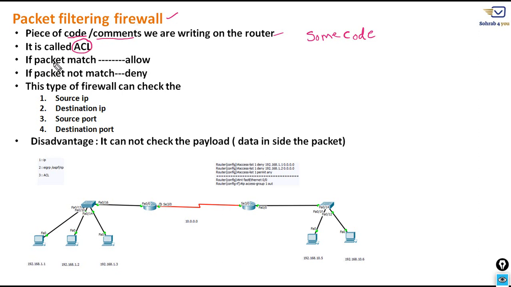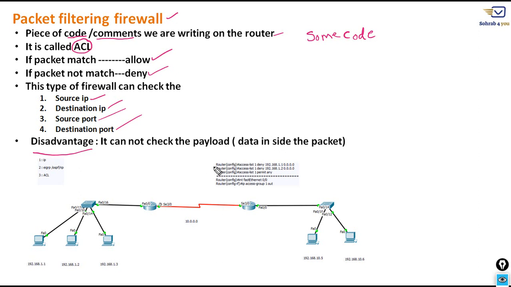In here, if the packet is matched, it is going to allow. If the packet is not matched, it's going to deny. This type of firewall can check the source IP, destination IP, source port number, and destination port number. But what is the disadvantage? It cannot check the payload. Payload means the data which is inside the packet.